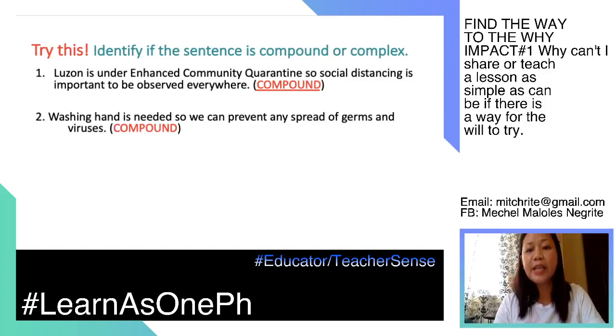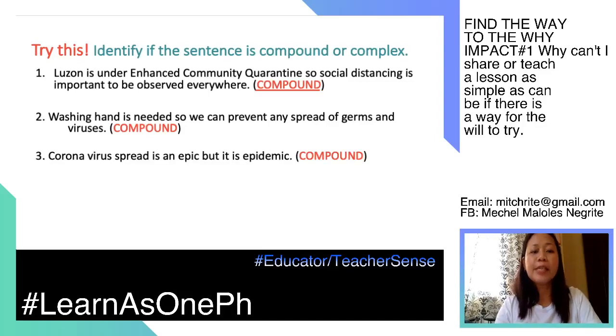That is another independent clause. For number 3, coronavirus spread is an epic but it is epidemic. That is compound. Why? Coronavirus spread is an epic. That is an independent clause. So, we use but there as our coordinating conjunction. It is pandemic. That is another independent clause.